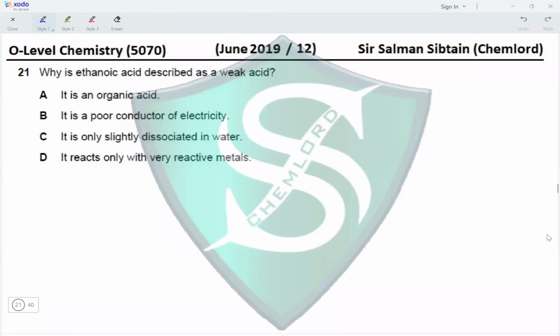Hi guys, this is O-level chemistry, paper 12, June 2019, question 21. Why is ethanoic acid described as a weak acid?